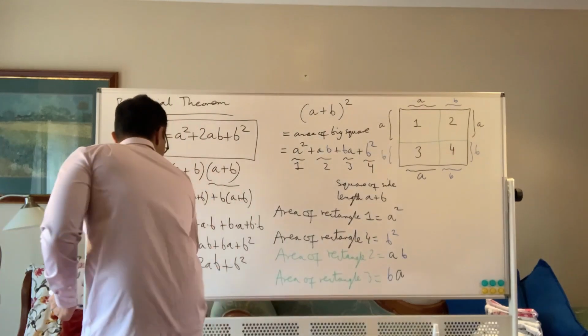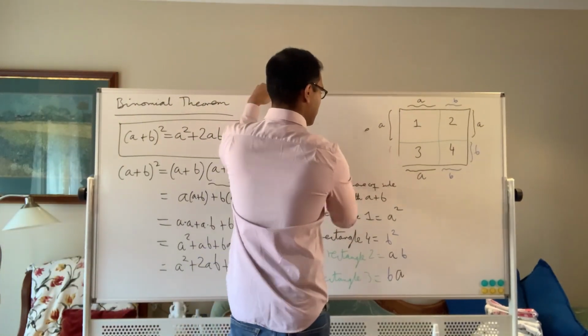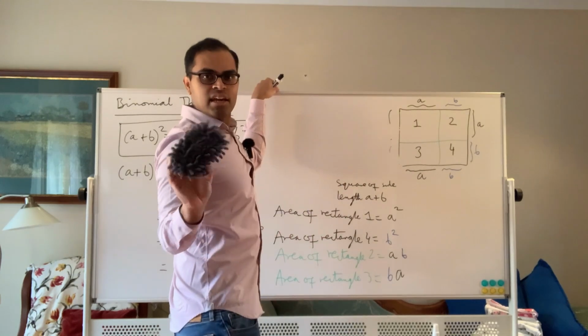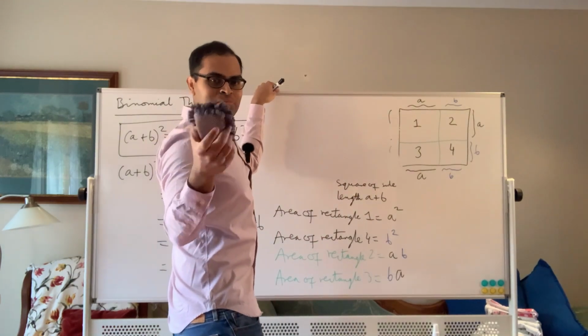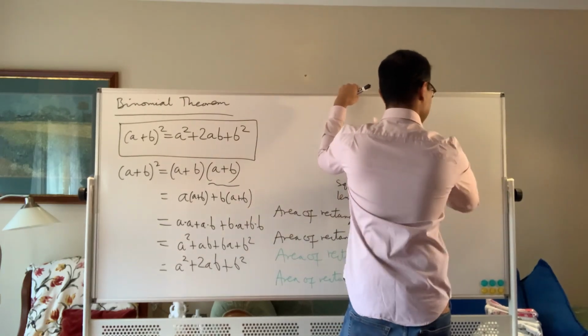So I'm going to now erase the geometry which we just talked about, and you may have noticed I have this eraser. I really like it. It looks like an animal, but it's nice and spongy, and it does its job. So we're going to erase it here.